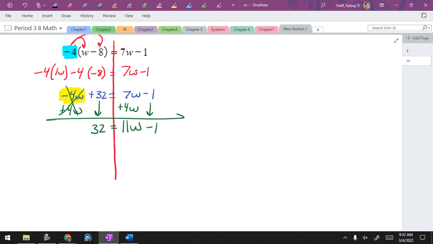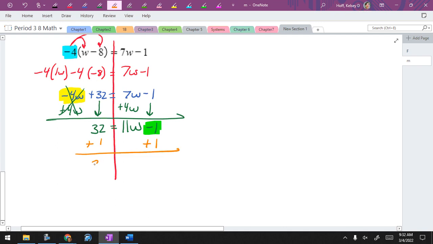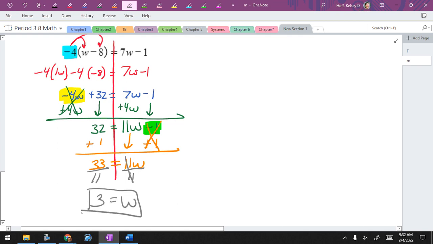Now that my W's are all together, I need to get 11W by itself, which means I need to get rid of a -1. The opposite of a -1 is a +1. 32 plus 1 is 33. -1 and +1 cancel. I drag down 11W. Now that the W is by itself, all of them are on one side. When 11 is right next to W, that means multiplication. The opposite of multiplication is to divide. Divide both sides by 11. W ends up being 3.